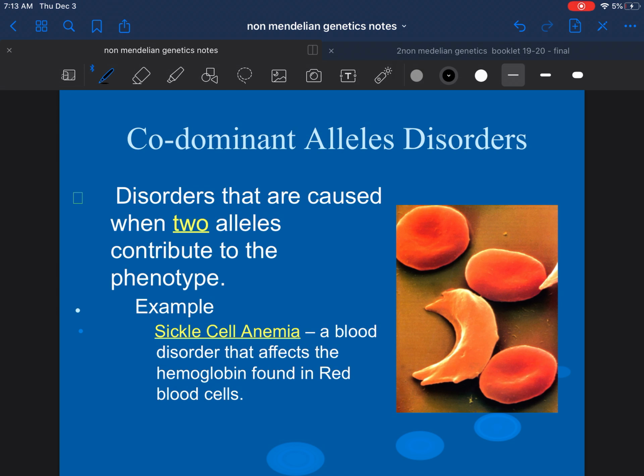Codominant allele disorders are caused when two alleles contribute to the phenotype. An example is sickle cell, a disorder that affects the hemoglobin found in red blood cells. The cells start looking like a sickle instead of a normal, healthy red blood cell.